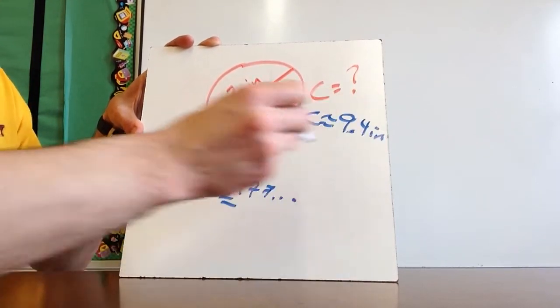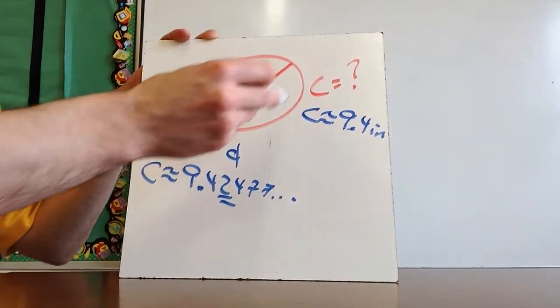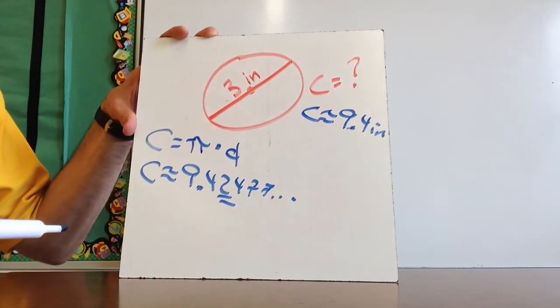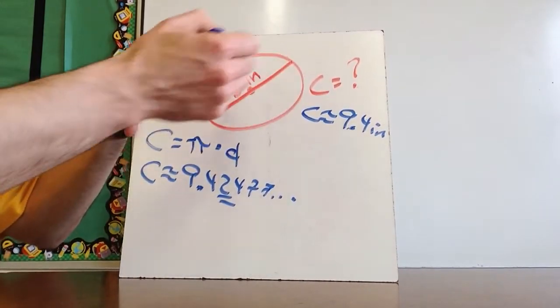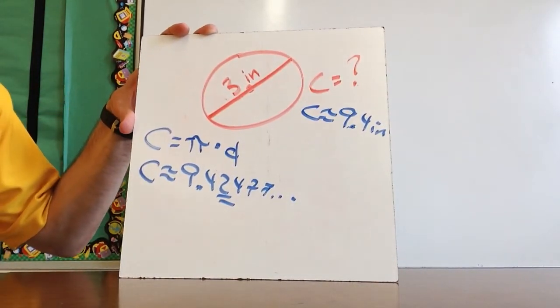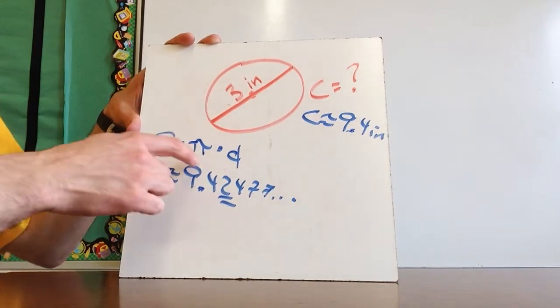9.4 inches. Now remember, circumference is similar to perimeter, so it's just a unit. It's not a square unit or a cubic unit. So around the circle is approximately 9.4 inches. Right? I just went pi times diameter.